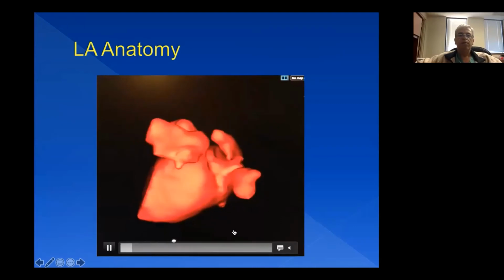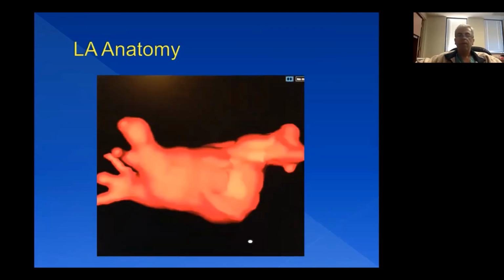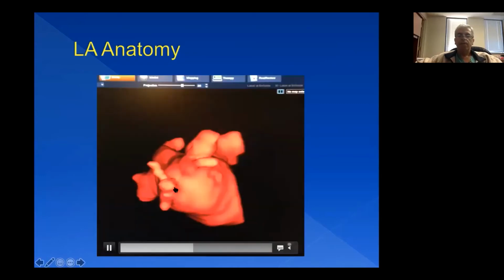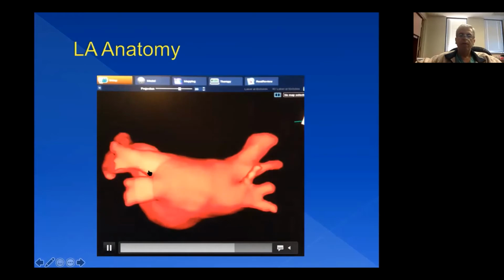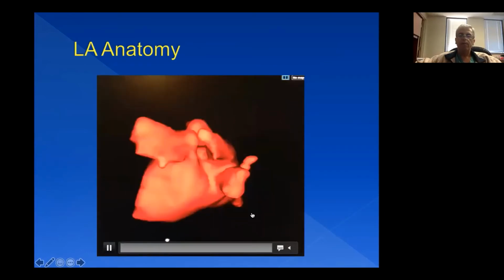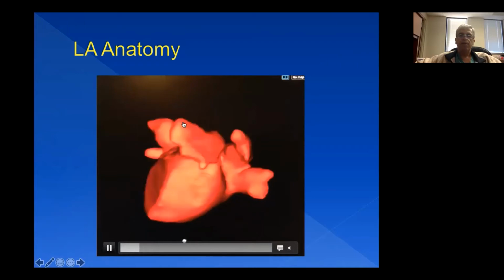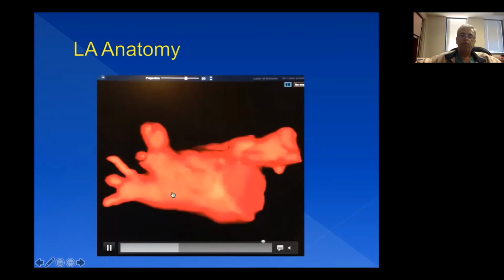Now we're going to go to the left atrial anatomy. This is a 3D reconstruction of the left atrium with its pulmonary veins. You have the left pulmonary veins on the left here, the right pulmonary veins, and this structure is the left atrial appendage. This is actually a 3D map we performed in one of our patients.